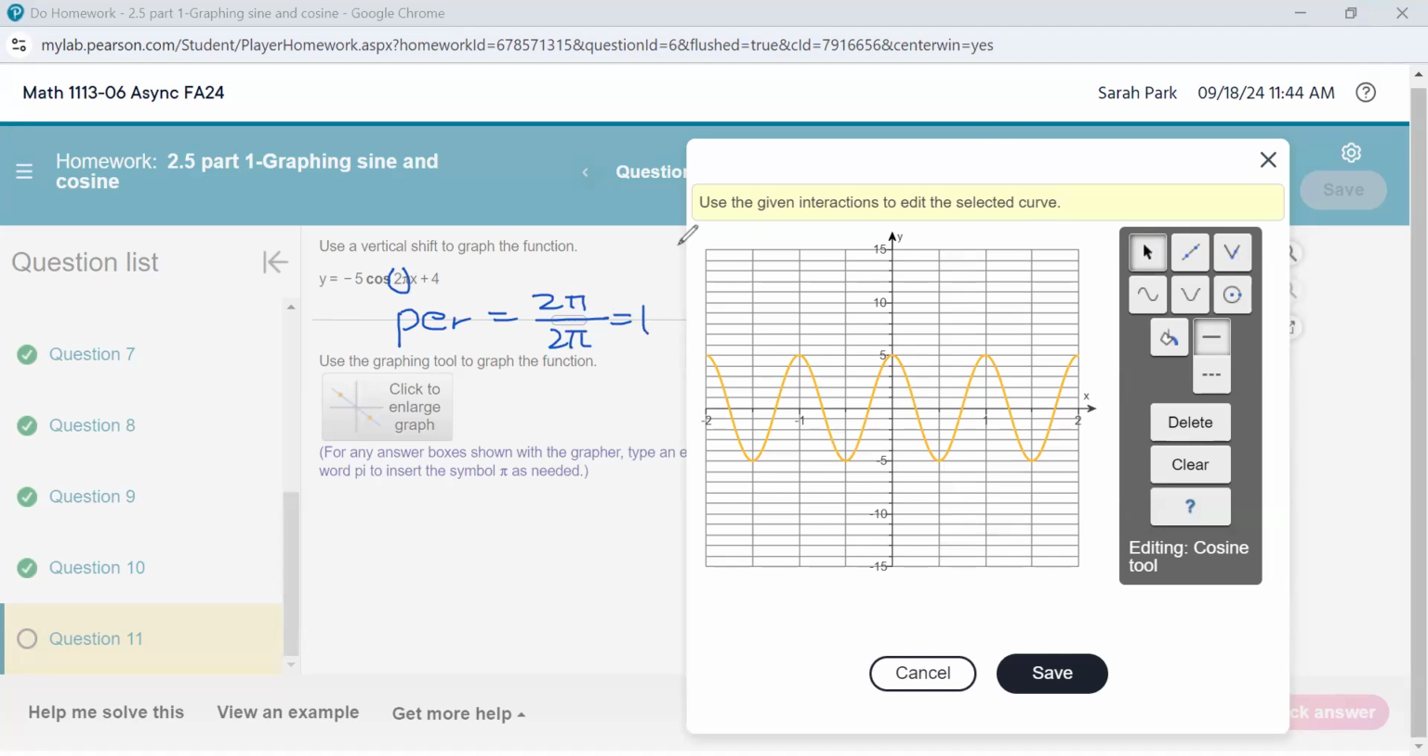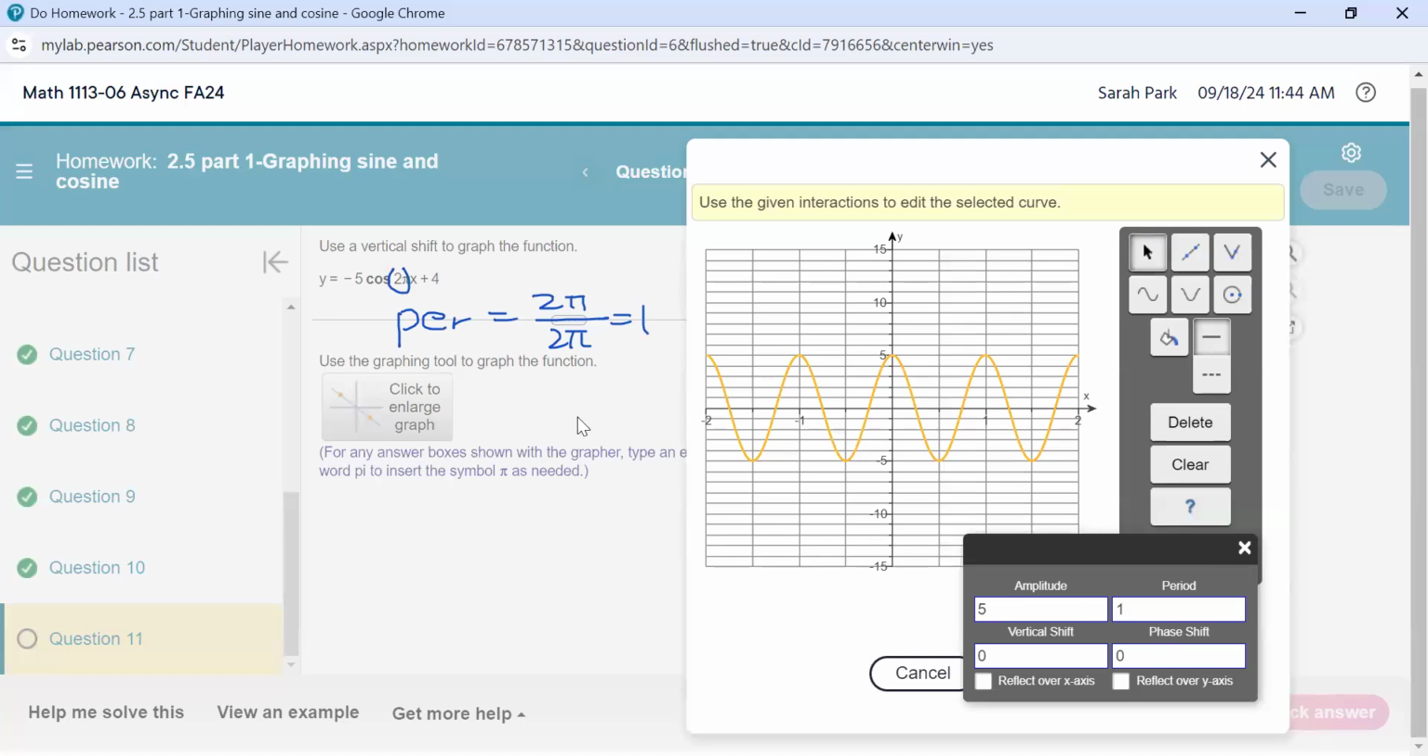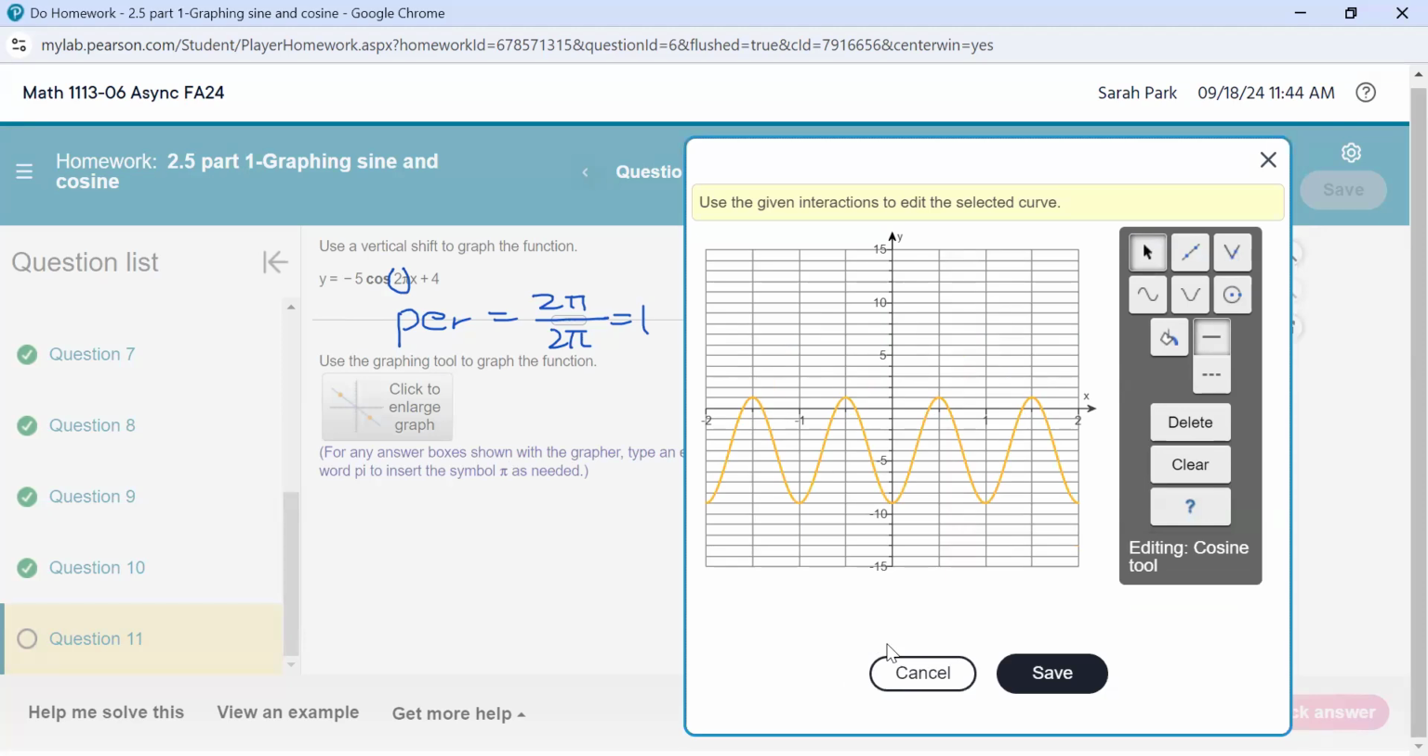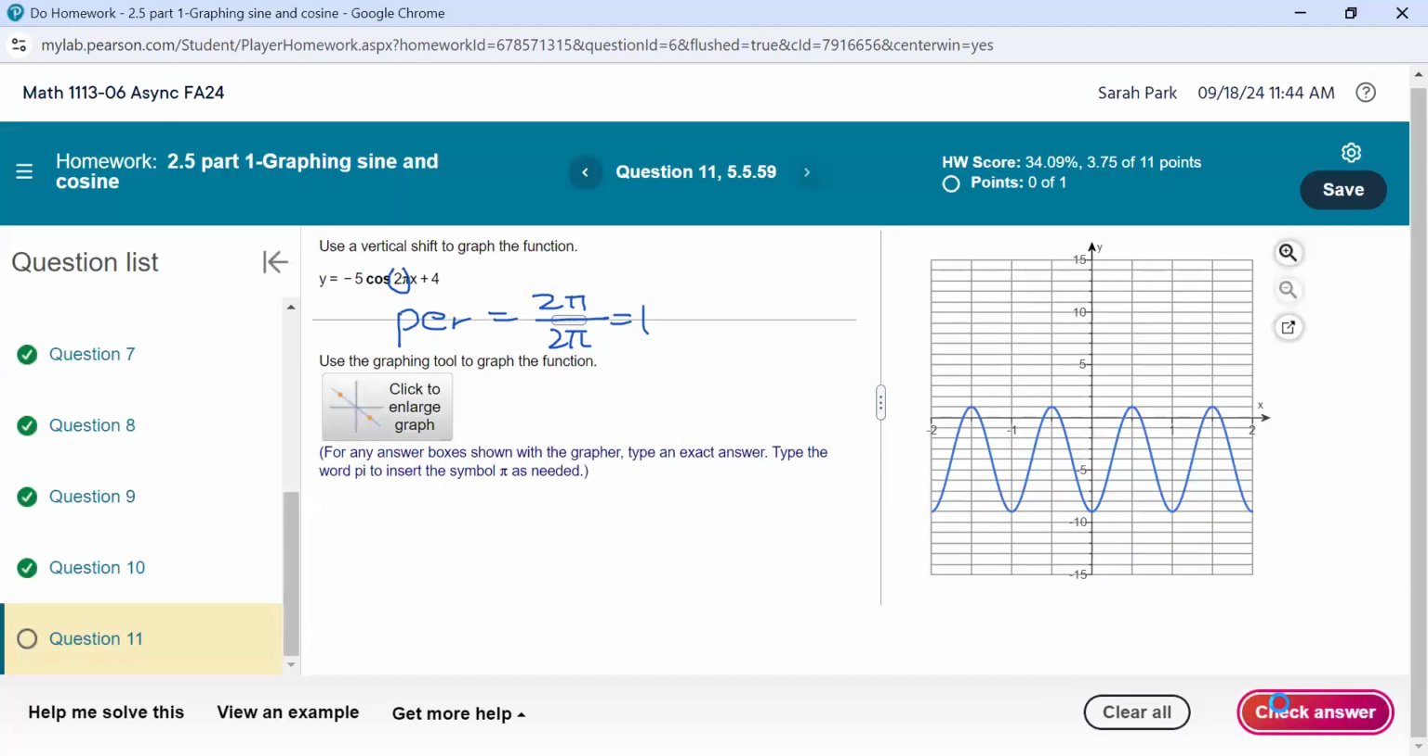And then I think it already had the 1 there. Okay, so the period's 1. The vertical shift, that's the D, that's the +4. And so I need to put 4 here. And then there is no phase shift, right? Because there is nothing being added or subtracted from x. And there's a reflection over the x-axis, and how you know is because there's a negative in front of the 5. And so then I'm just going to save that, and then you just check.